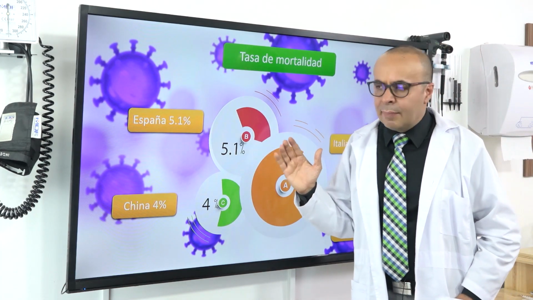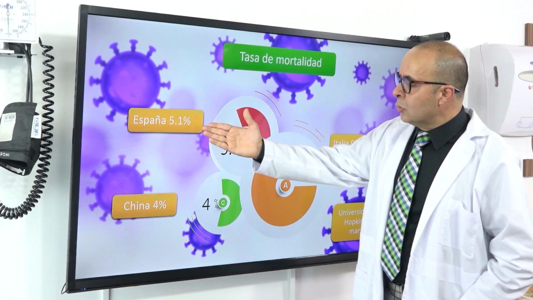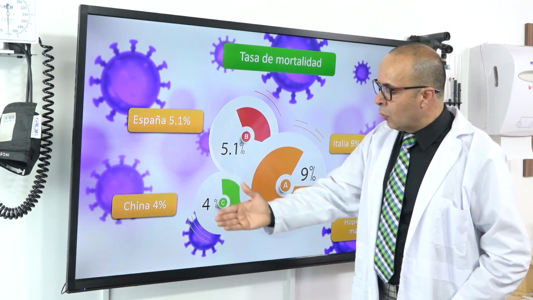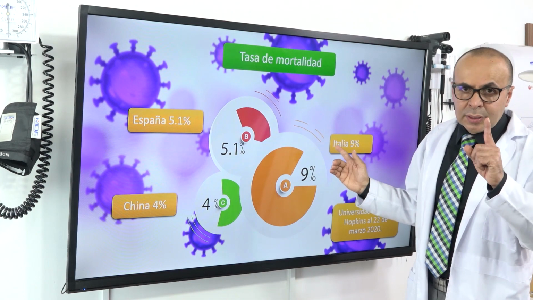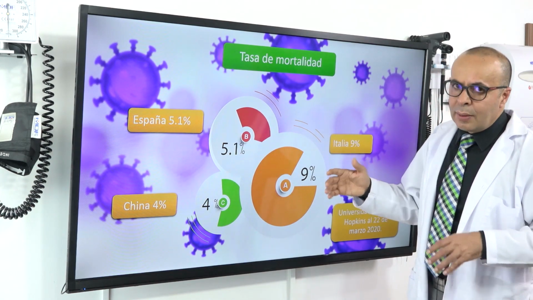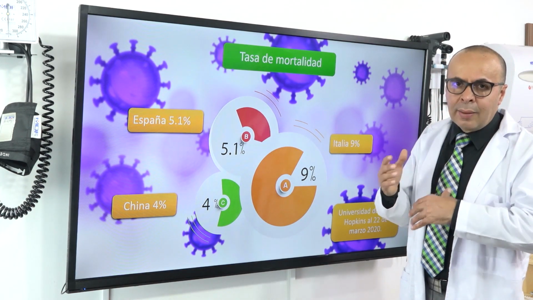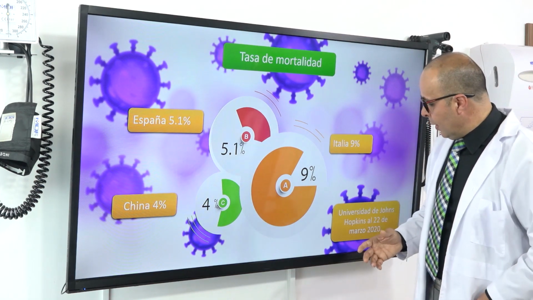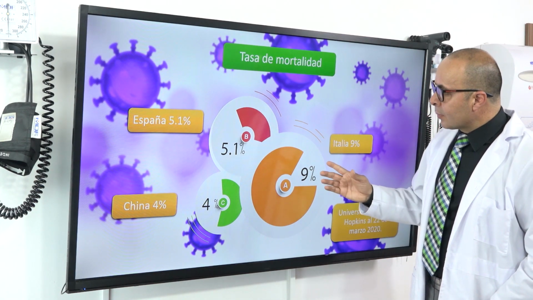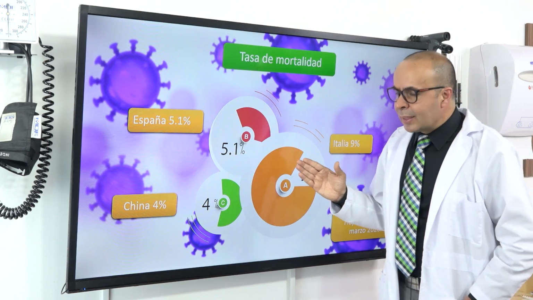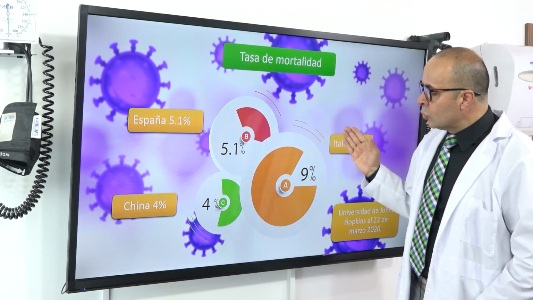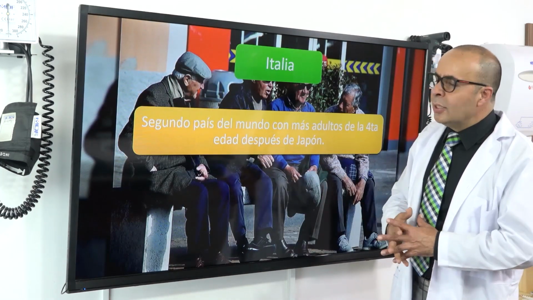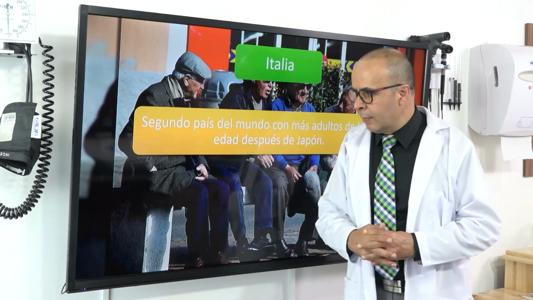The rate of mortality has changed a lot. We have Spain at 5.1%, China at 4%. Italy is no longer at 9%, but at 10%. This data changed. It is constantly changing as it's a dynamic change. Truly, what we need to know is that the rate of mortality was underestimated at first and now can reach even 10%. What caused so many people to die in Italy?